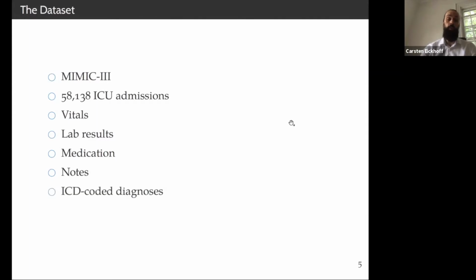So we have vital signs, right? So this is your blood pressure over time. We have lab results. So if we order a blood count or blood cultures, this is what we'll see here. We know what medication they were prescribed. And then we have textual notes as well. And this is the interesting part. The textual notes are interesting because they are very rich. And then finally here we have these ICD codes.